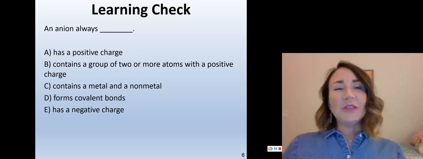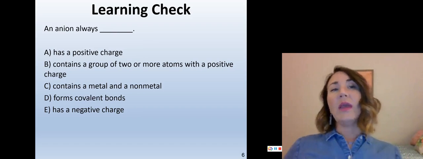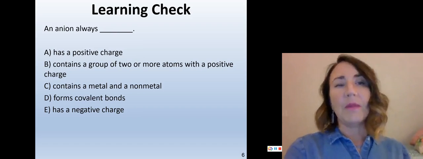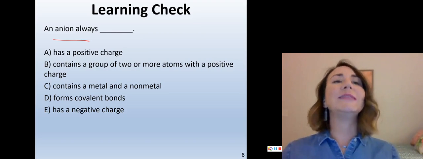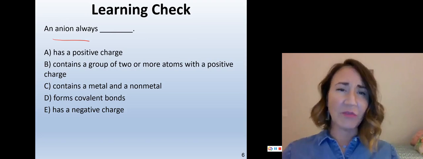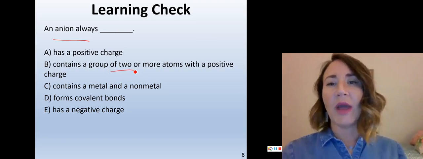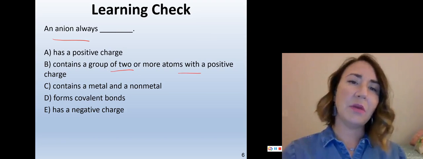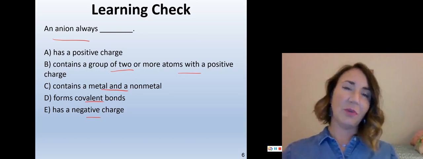And so we're going to start here, and I didn't actually say this on the previous slide, but the word anion, right? That is on the previous slide. And so the learning check is, what is an anion? Does it have a positive charge? Does it contain two or more atoms with a positive charge? Is it a metal and a non-metal? Does it have a covalent bond? Does it have a negative charge, right?